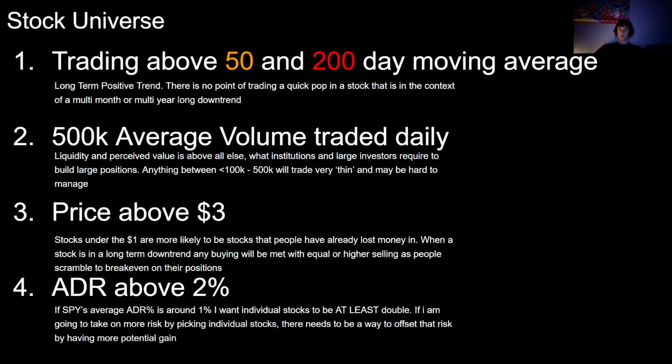If SPY's average daily range is around 1%, I want the individual stocks that I'm picking to be at least double. If I'm going to take on more risk by picking individual stocks, there has to be a way to offset that risk by having more gain. Otherwise, just leave your money in an ETF.